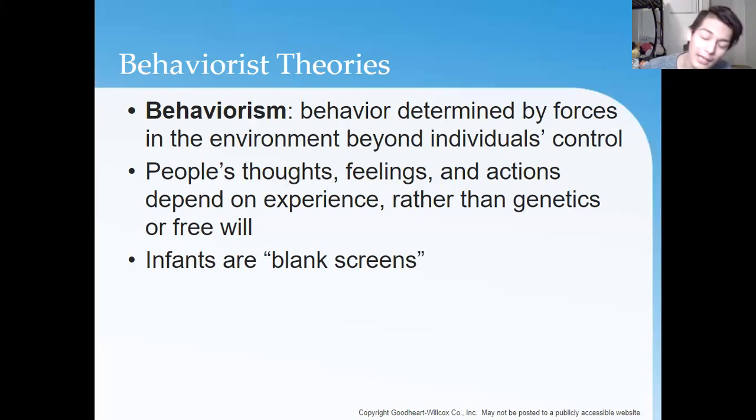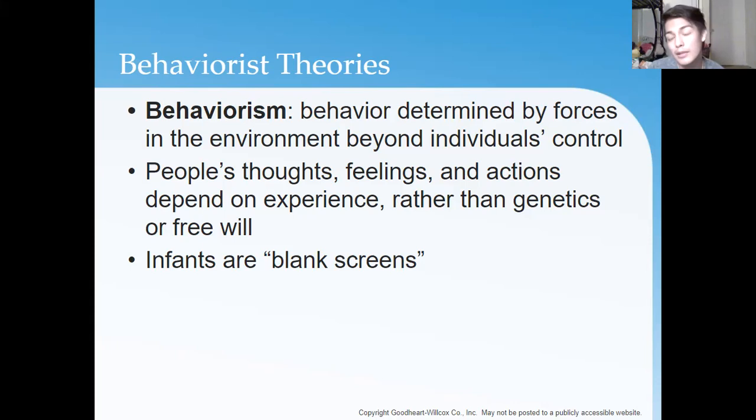behaviorist theories. So this is one of the other theories that we're gonna talk about. So behaviorism: behavior is determined by forces in the environment beyond individuals' control. So people's thoughts, feelings, and actions depend on experience rather than genetics or free will. Infants are blank screens. So this is basically saying that once we're born, we're basically blank screens, and we're basically a journal that gets written on all over, and we intake all this different information, and we just store it and keep storing it and keep storing it.